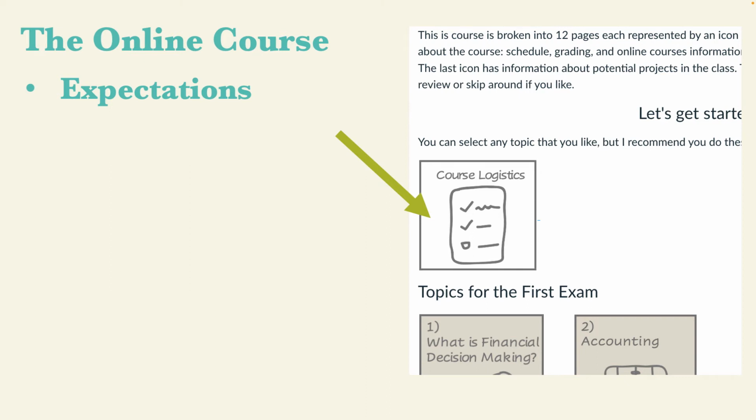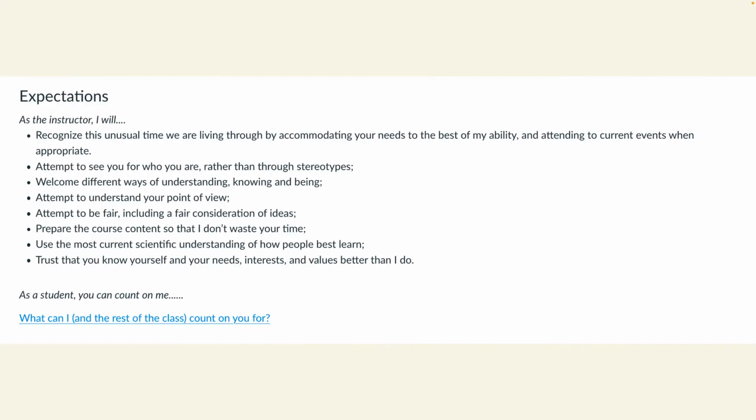So the online course, it's divided into several sections, and this first icon is the course logistics. I expect that you made it to here because you're watching this video, but this is where I have a lot of the things that generally go into a syllabus. For instance, these expectations. So it's really important for you to understand, important for me to tell you what expectations you can have of me.